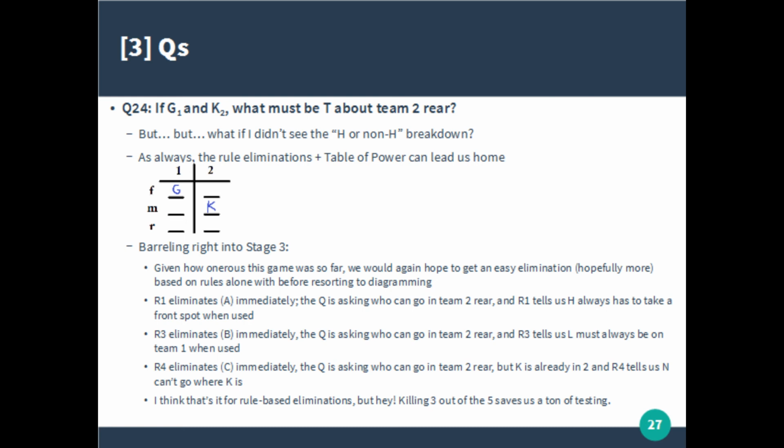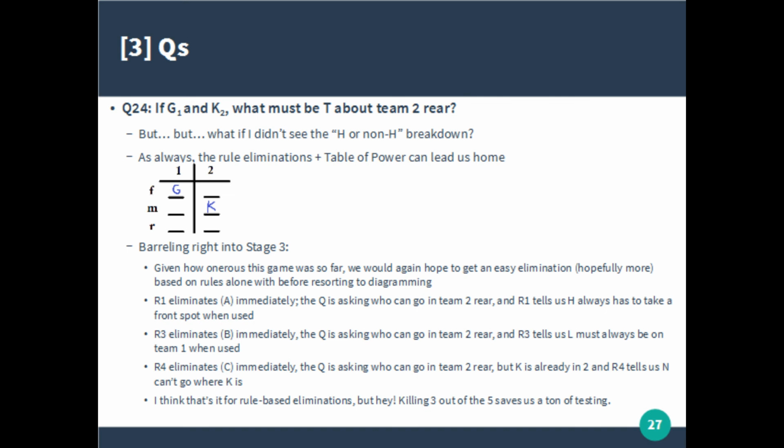Rule 3, in turn, eliminates B immediately. Again, the question is asking who can go into the rear spot of Team 2, but Rule 3 tells us that L always has to be on Team 1 when it's used, but B is proposing that it shows up on Team 2, and that, of course, is a direct violation of Rule 3. I don't think there's anything further to say about Rule 3, so we'll head into Rule 4.